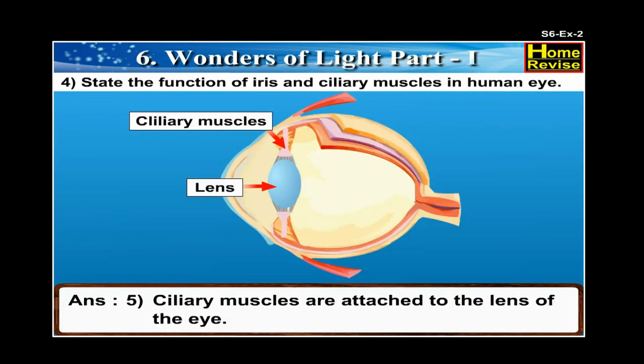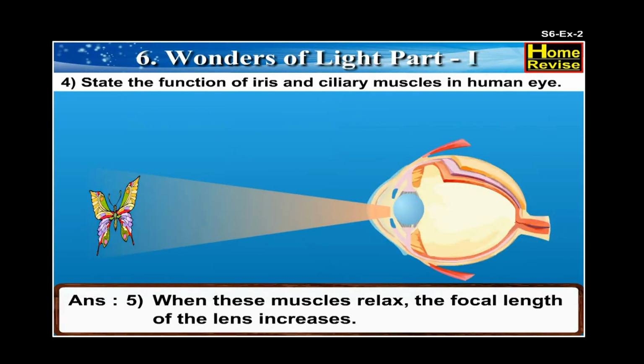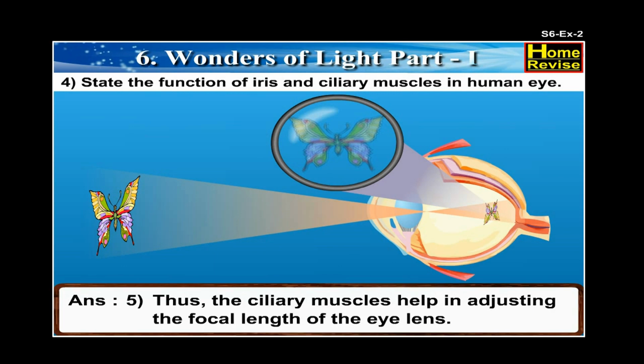5. Ciliary muscles are attached to the lens of the eye. When these muscles relax, the focal length of the lens increases. Thus, the ciliary muscles help in adjusting the focal length of the eye lens.